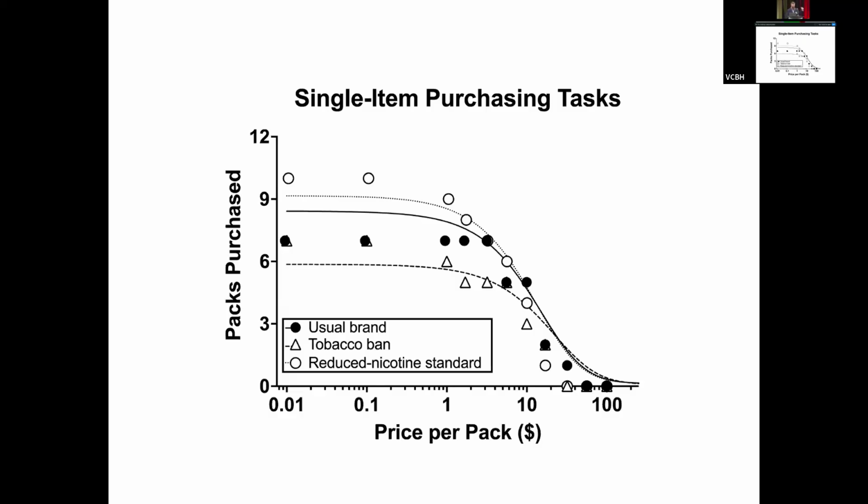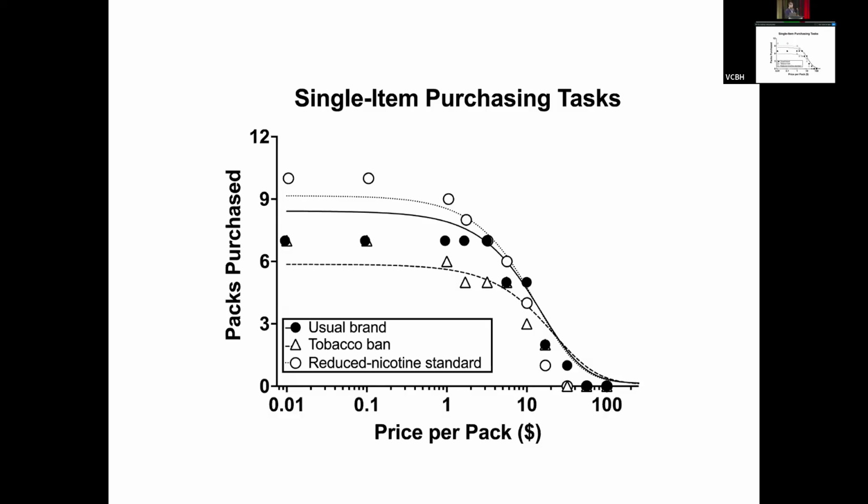One condition was symbolized by the solid symbols: just right now, your normal brand of cigarette. We're not even talking about any nicotine reduction mandate. How much would you consume of your normal cigarettes? There's the demand curve for that. Then in the open circles, I'm showing you how many reduced nicotine standard cigarettes they would consume in a post-mandate world. And here you see the highest level of demand, probably, and I'm speculating here, probably some anticipated compensatory consumption to get a preferred nicotine level.